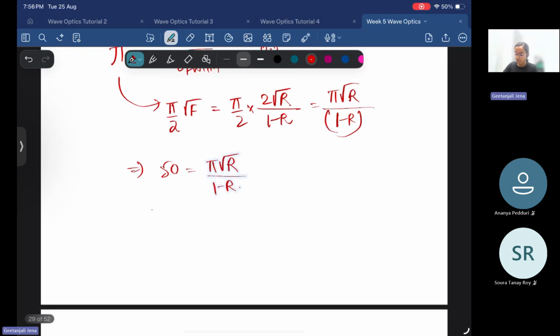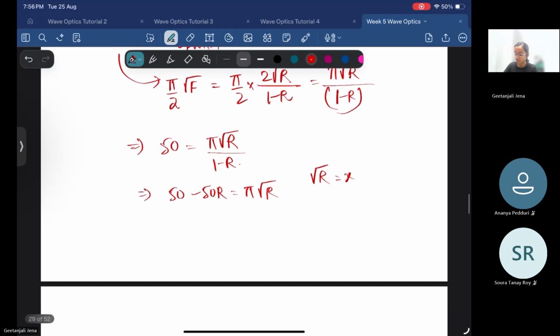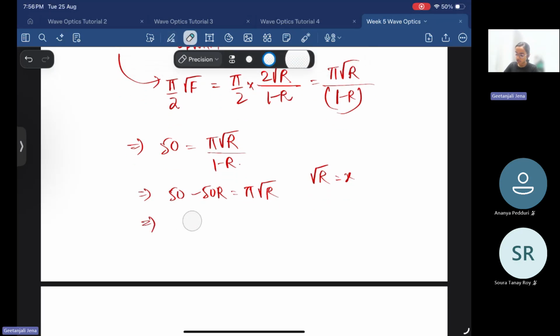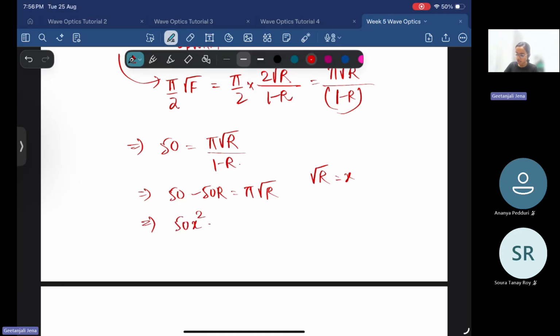So on the left hand side we have 50, and here we have this. To solve it, we can substitute, let's say, root r is x. That means we'll get 50 x squared plus pi x minus 50 is 0. So this is a polynomial equation. You can easily solve it.